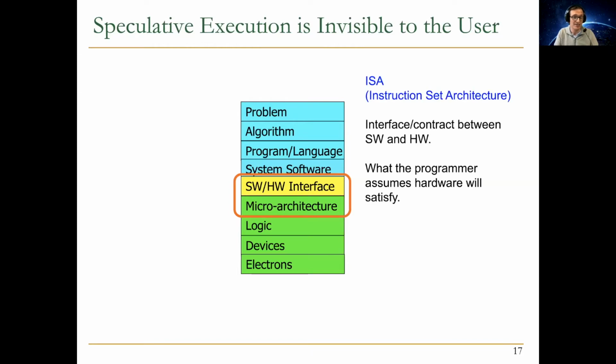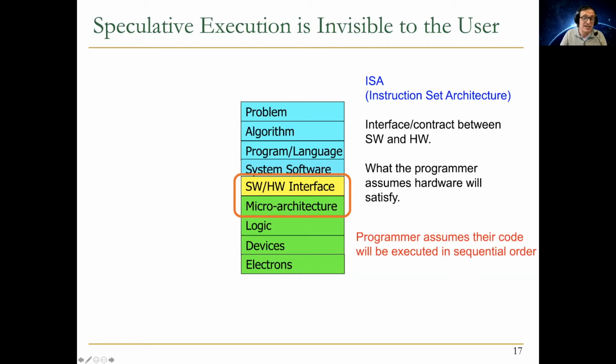And we're going to talk about the difference between instruction set architecture and microarchitecture. ISA is a contract between software and hardware. Programmer assumes what the hardware will satisfy. Programmer assumes sequential execution. Programmer doesn't assume speculative execution. Programmer doesn't know about this, essentially. Their assumption is that they've written code in sequential order. The processor is going to execute code in sequential order.